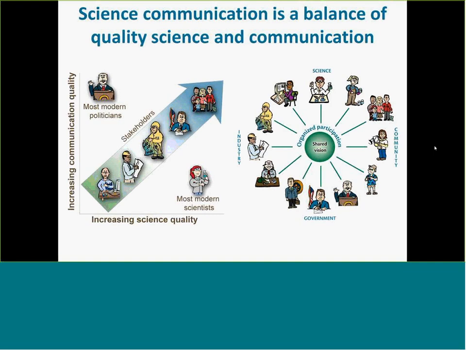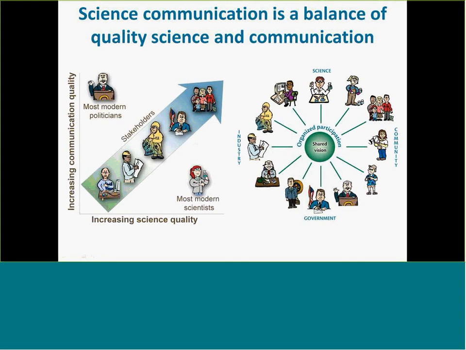Science communication is a balance of quality science and communication. This is our summary of what we think of science communication. Here on the left-hand side, you have a graph showing increasing science quality, and most scientists are here. They're doing really great science, but maybe they're stuck in their ivory tower and they're not really getting out there to the public or to the managers.